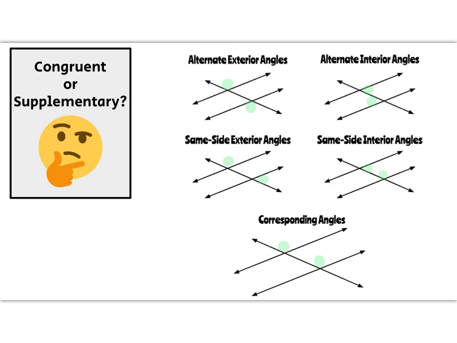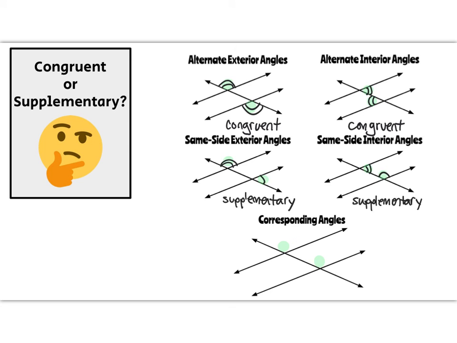All right, drum roll. The alternate exterior angles are congruent. The alternate interior angles are congruent. The same side exterior and same side interior angles are supplementary. And the corresponding angles are congruent.